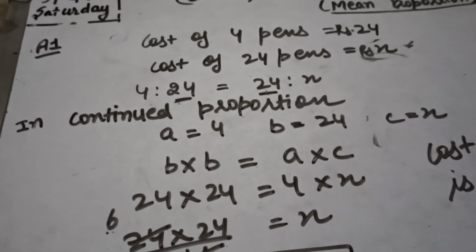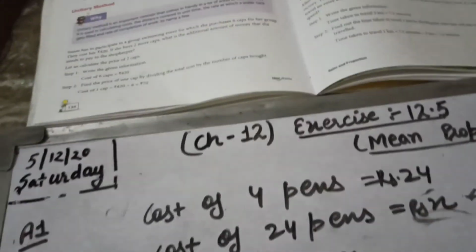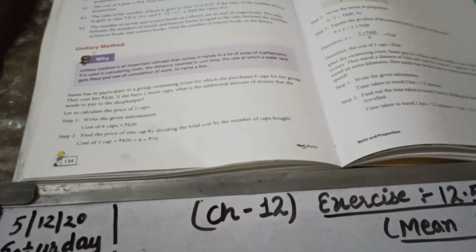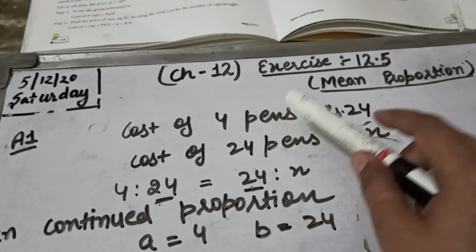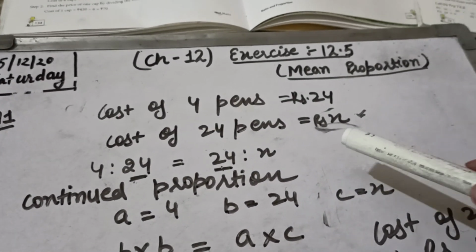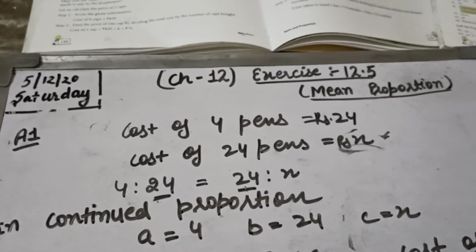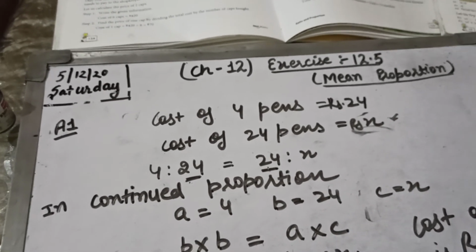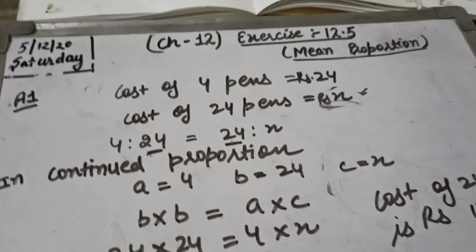And after that, in the next lecture we will do another method, that is the unitary method. And this method you have done in class 4th also, where when we know the cost of some items, then we find the cost of one, and then again we find the cost of a few more items, right? That we call the unitary method. And in detail we will discuss tomorrow, means in the next lecture.